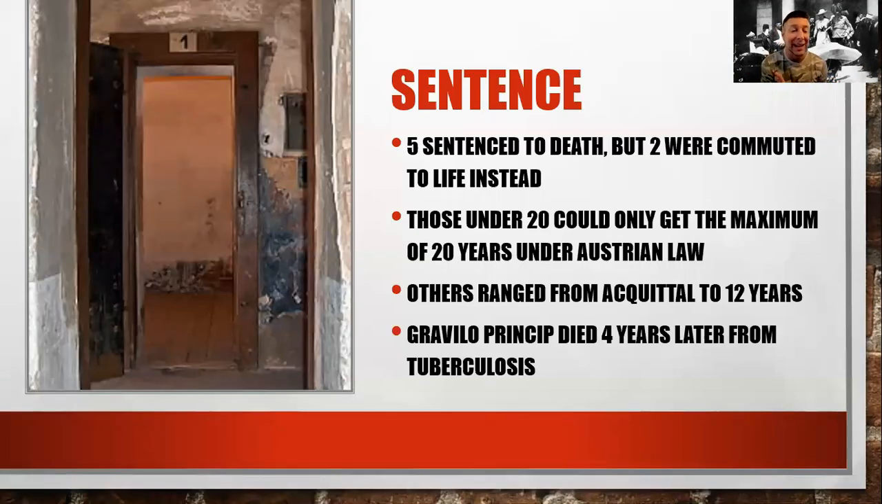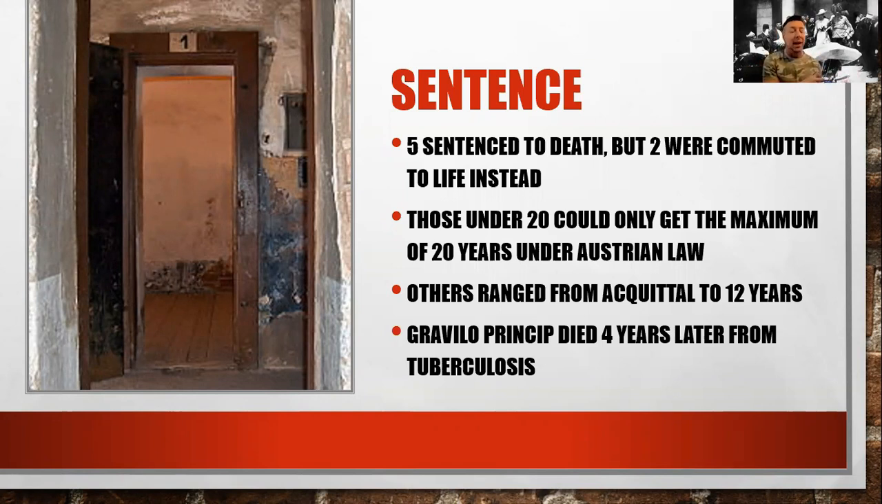So what happens to the Black Hand Gang themselves? There are 5 that are sentenced to death, but 2 of them actually get commuted to just life. There were some guys who were under the age of 20. If you were under the age of 20, under Austrian law, the maximum penalty was 20 years in prison. You couldn't be executed. So for those guys who are under 20, they get lucky, basically.